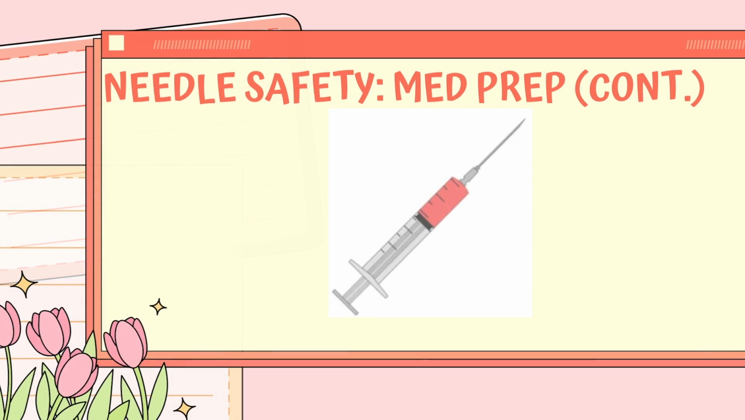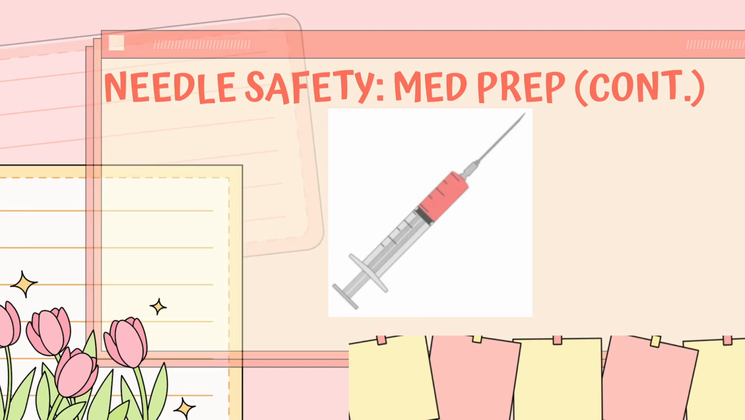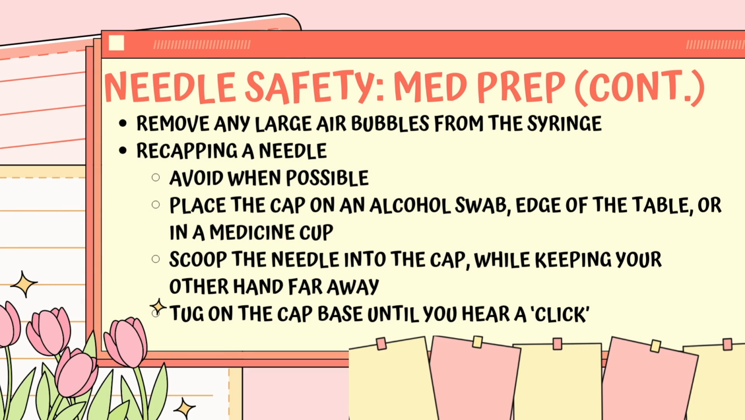Needle safety with med prep continued. We want to be sure to remove any large air bubbles from the syringe before giving medication to our patient. When recapping a needle, we want to avoid this as much as possible. Sometimes it's inevitable if we don't have enough supply. So when recapping is necessary, we're going to follow these steps. Place the cap on an alcohol swab, the edge of the table, or in a medicine cup to keep it clean. Then, when you're ready to recap, scoop the needle into the cap safely while keeping your other hand far away. Then you can tug on the cap at the base until you hear a click.